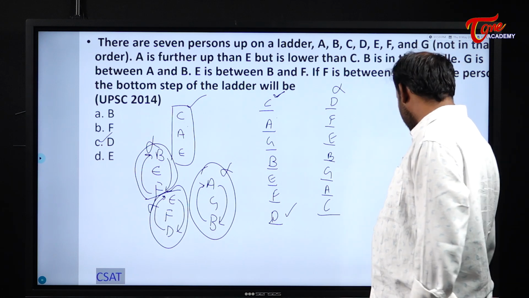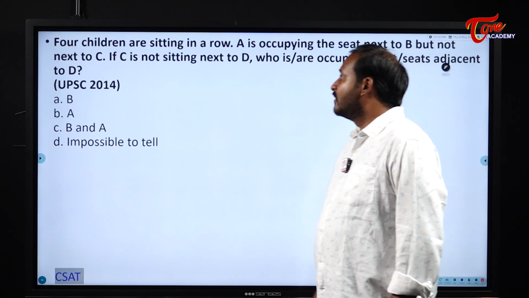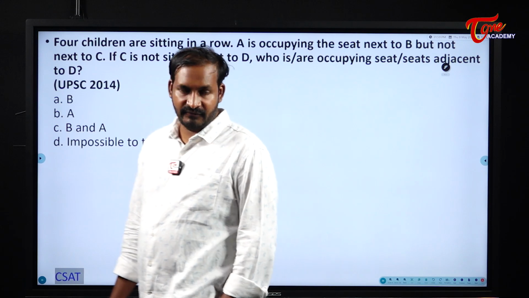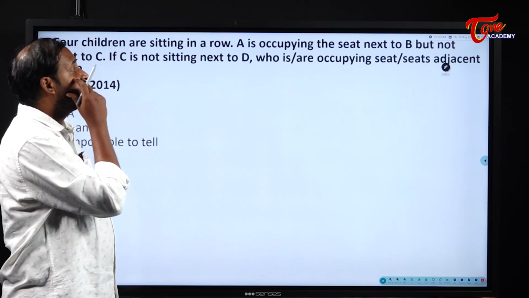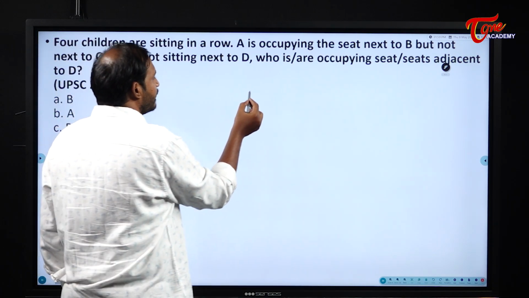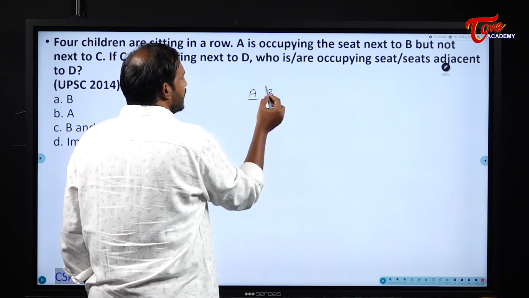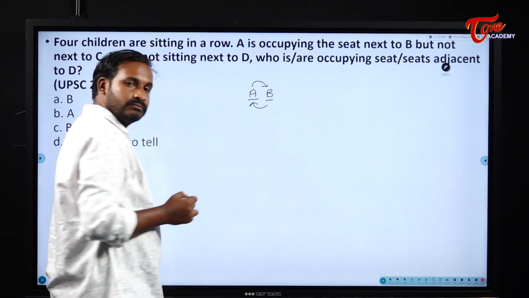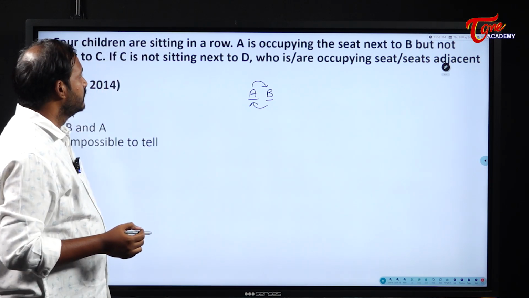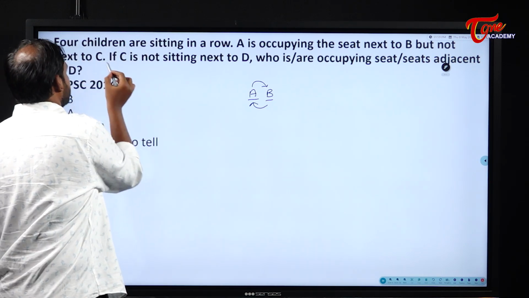Okay, right? Next one. 4 children are sitting in a row. A is occupying the seat next to B. That means A and B are neighbors. A is occupying next to B, but not next to C.